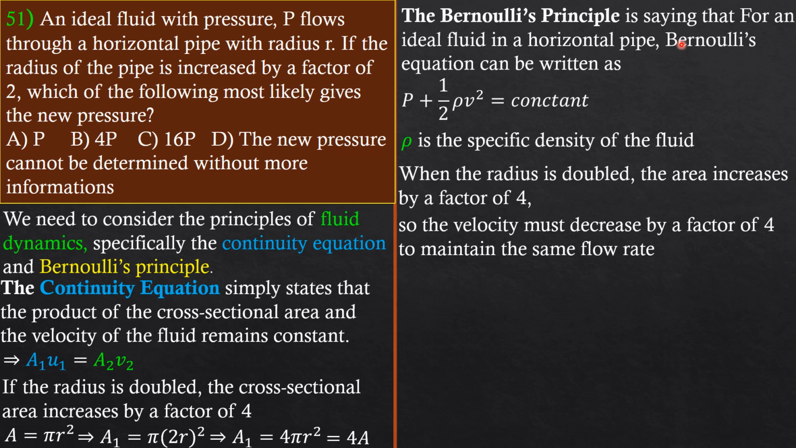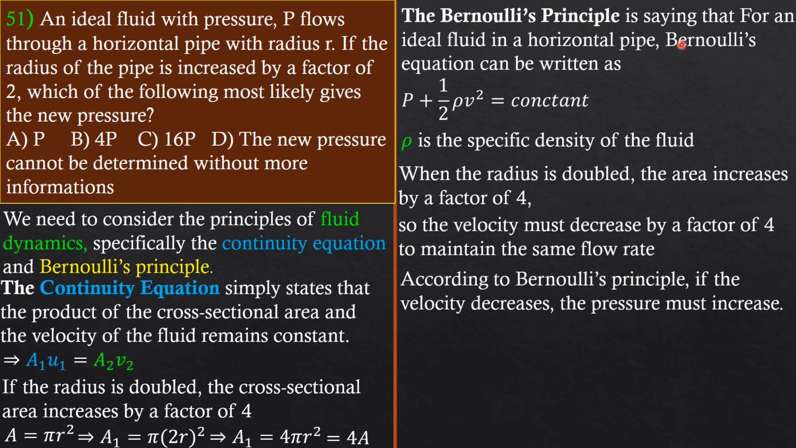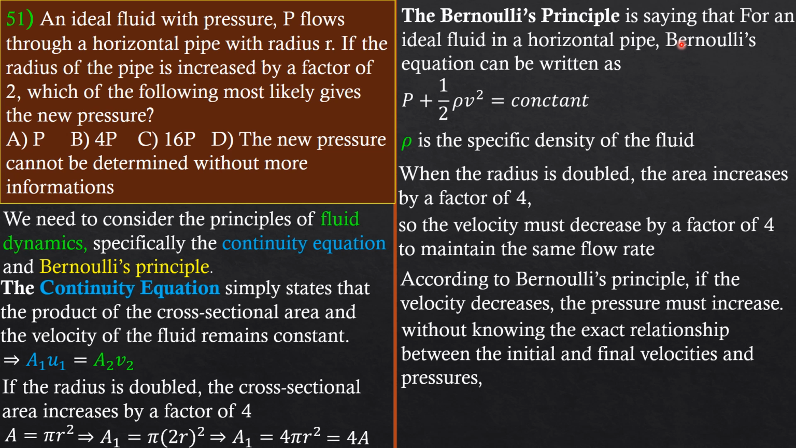So, according to Bernoulli's principle, friends, if the velocity decreases, the pressure must increase. But in this case, we do not know the exact relationship between the initial and final velocity. Since the velocity has a very direct relationship with the pressure, and we don't know the initial velocity nor the final velocity, we cannot draw any conclusion regarding the pressure of the liquid. So, at this point, option D has to be the best option. The new pressure cannot be determined without more information. We need more information such as the initial velocity of the fluid.